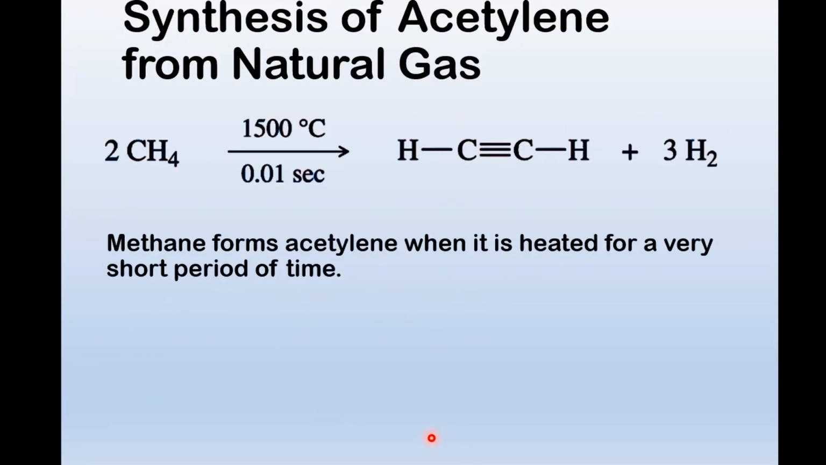Of course, nowadays there are more sophisticated ways to make it. Synthesis of acetylene from natural gas: really hot temperatures, no oxygen, 2 methane molecules undergo this reaction here and give you hydrogen gas.